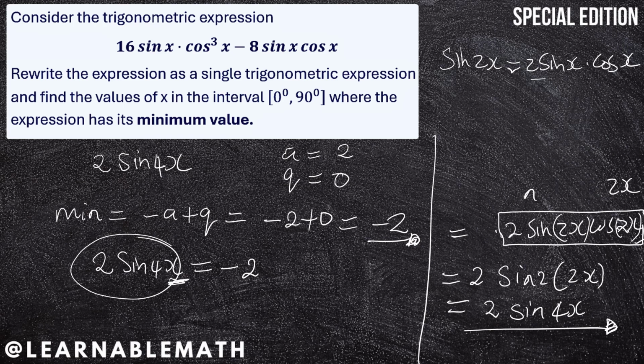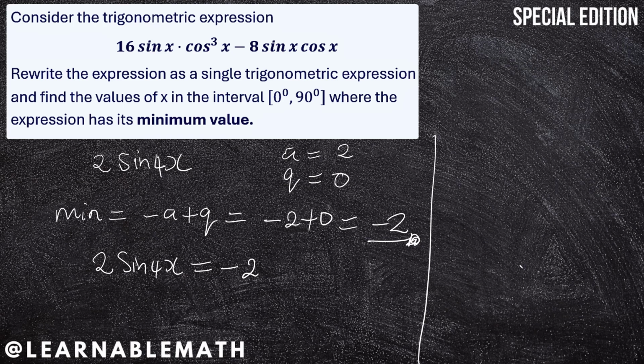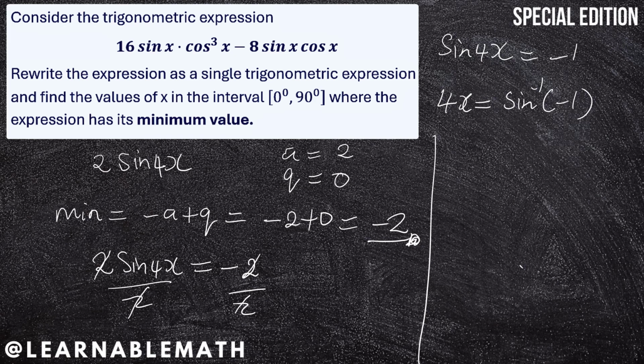Let me just delete to create some space here. Okay, so at this point we can solve for x by dividing both sides by 2. So these two cancel. Then you have sine 4x is equal to negative 1, right? Then you can start solving for x. 4x is equal to the arc sine of negative 1. You can perhaps apply the idea of a general solution so that you can get all those x values that are within that interval, right?